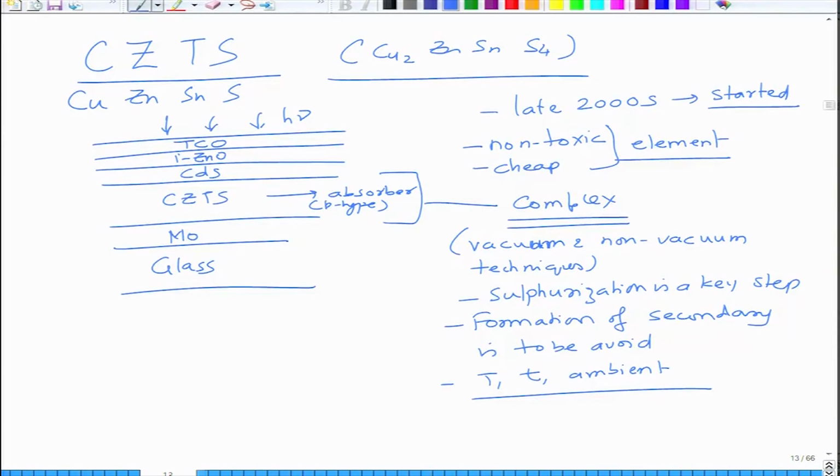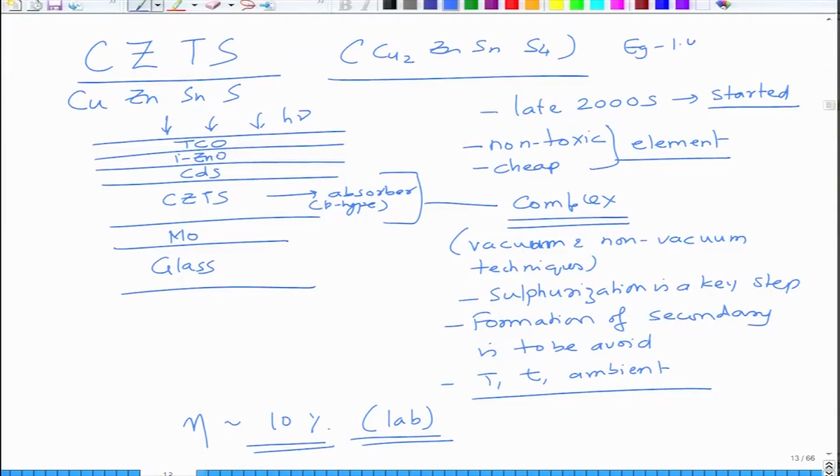That is why this solar cell has not yet caught up, but it may catch up in due course of time, given that the cost is fairly low and the efficiencies are about 10% as of now. So roughly 10% has been achieved at the lab scale, and this technology is supposed to remain exciting for some time.